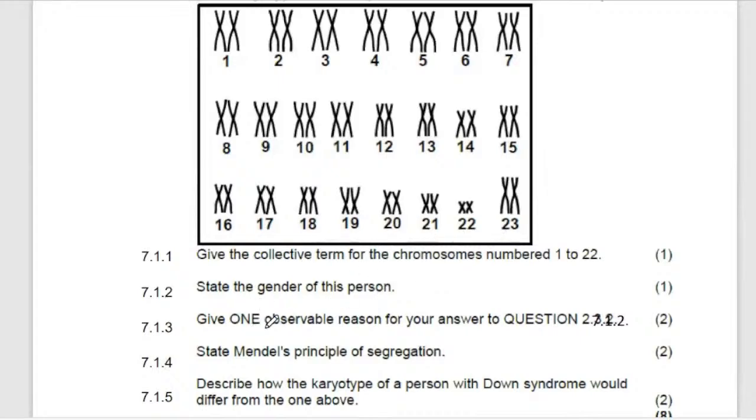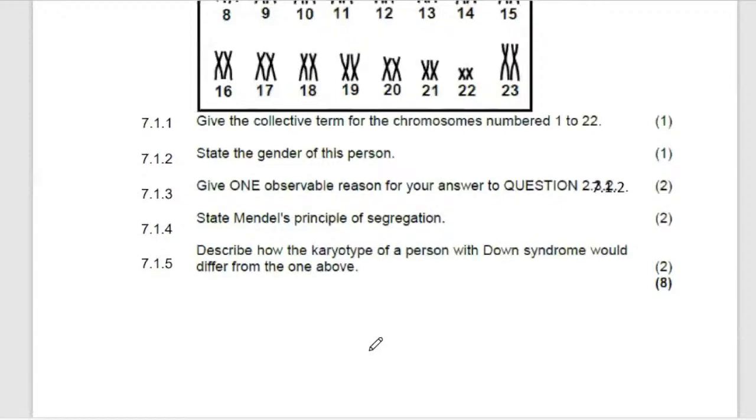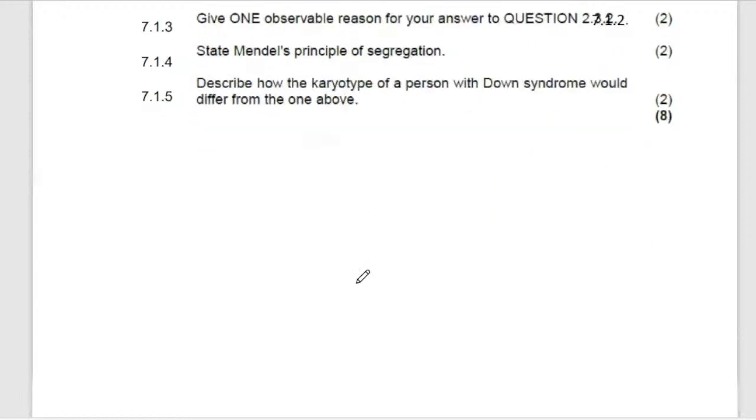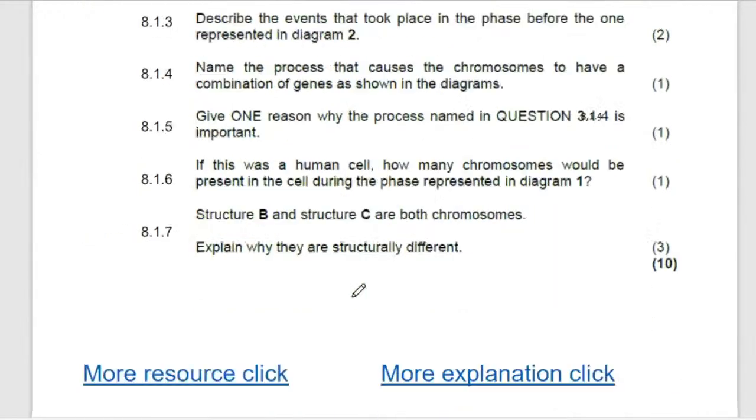Give the collective name, give the gender, name of observable reason, the main result of segregation, describe the character type. And syndrome will result differ. Okay, sure. That's not what I want.